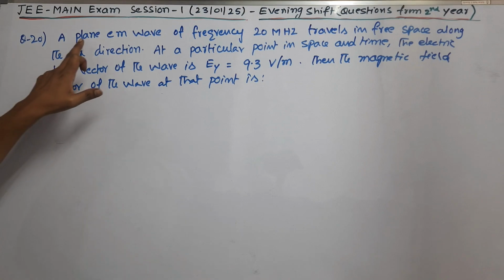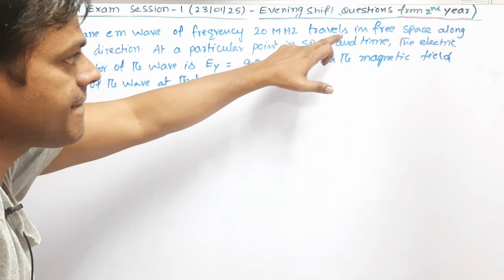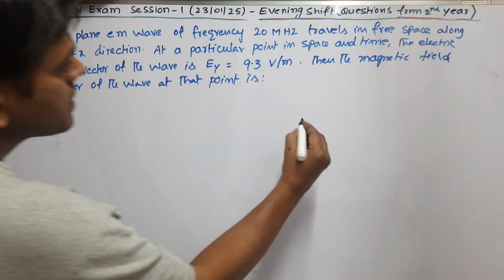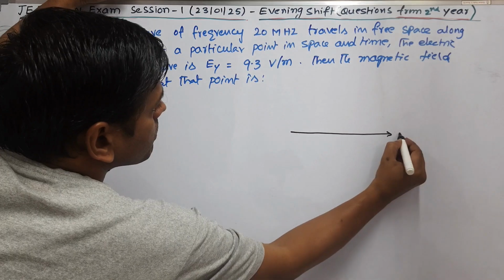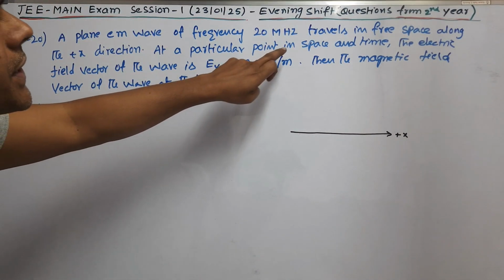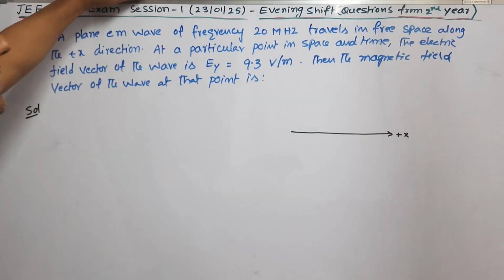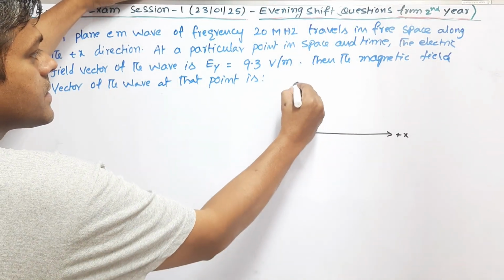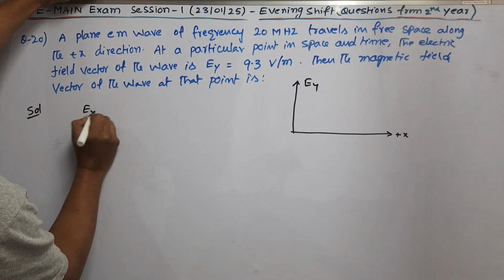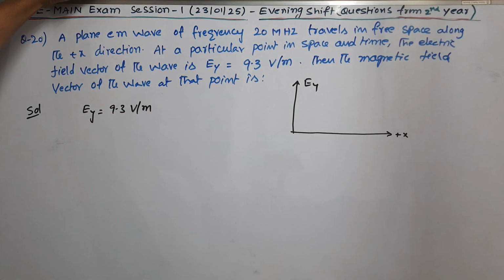The 28th question. A plane electromagnetic wave of frequency 20 megahertz travels in free space along the positive x direction. This is an electromagnetic wave propagating along the positive x direction. At a particular point in space and time, the electric field vector of the wave is Ey. This is the electric field vector of the wave. Ey along the y axis is 9.3 volt per meter.